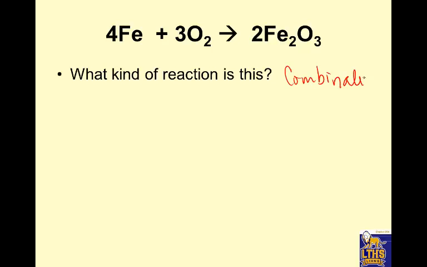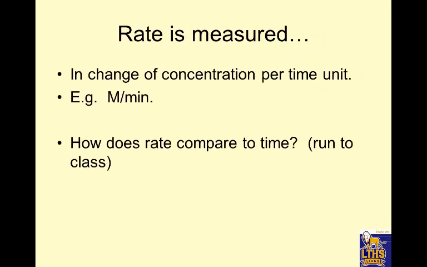Alright, so let's talk about what has to happen here. Iron is being held together by metallic bonds. Oxygen is being held together by covalent bonds. You have to break these bonds, break those bonds, and make these bonds to make this happen. So we're going to talk about what's going on. So how fast will that happen?